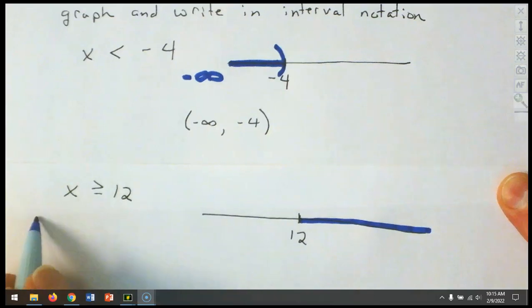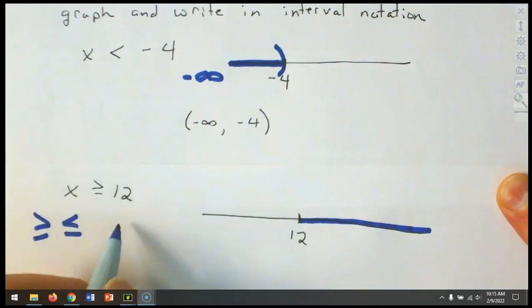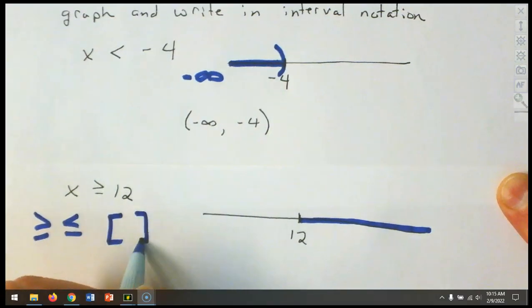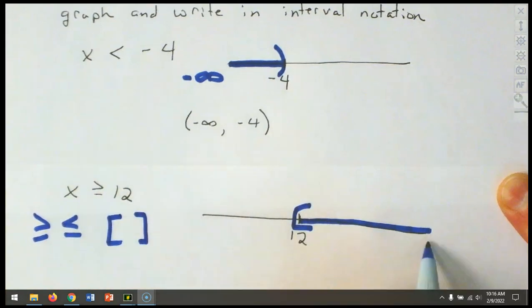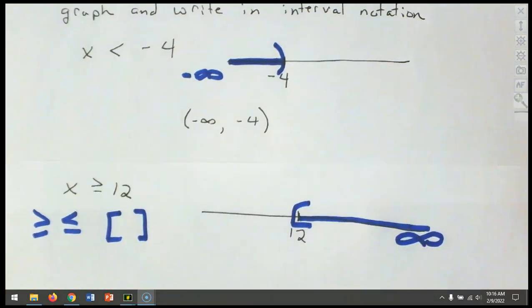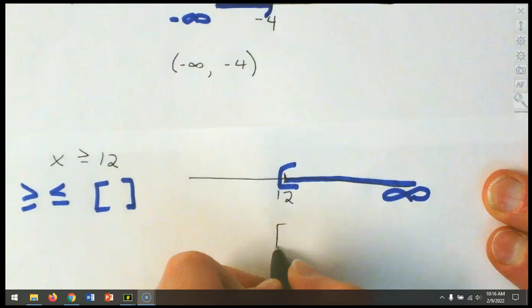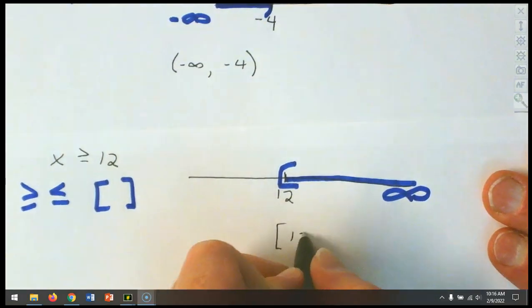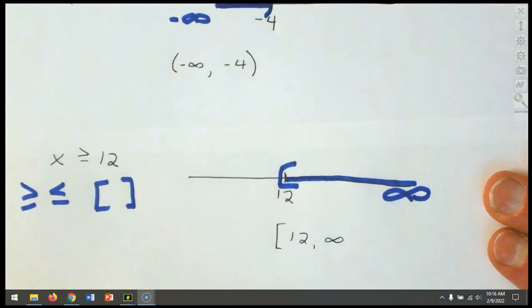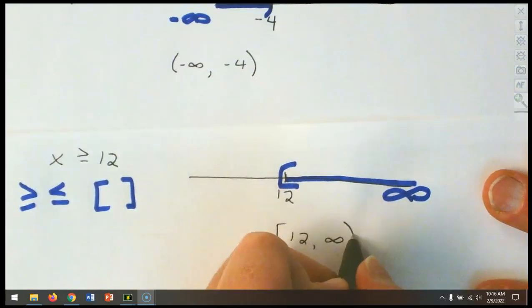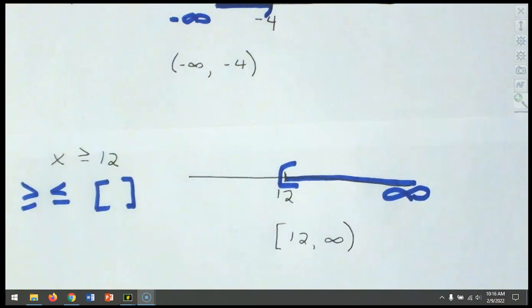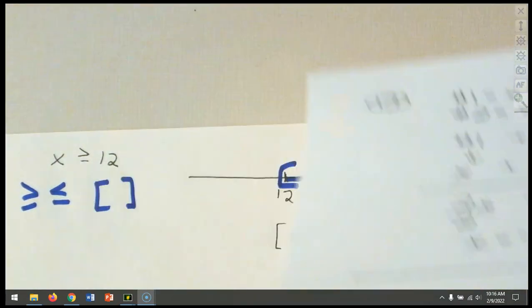Now, what else do we know? Greater than or equal to, less than or equal to, those get brackets. So this gets a bracket. And where does it go to? Positive infinity on the right. Okay, so what does it get in interval notation? Square bracket, 12. And when we talk about this infinity, does it get brackets or parentheses? Parentheses. Parentheses on that infinity symbol, because the infinity symbol always gets parentheses.